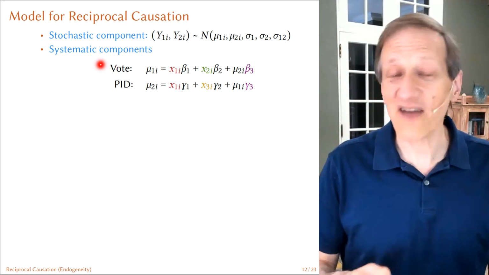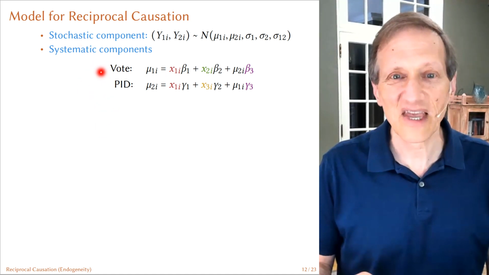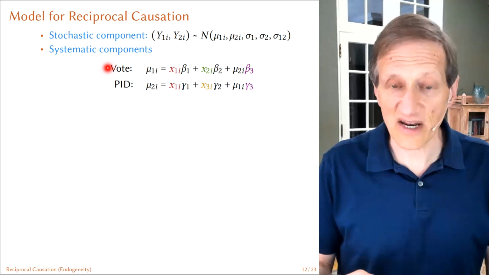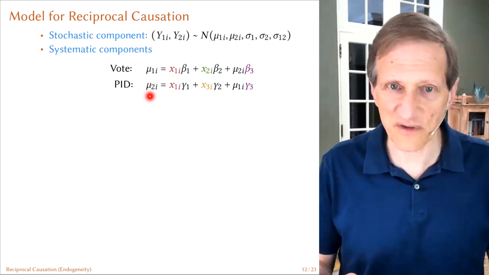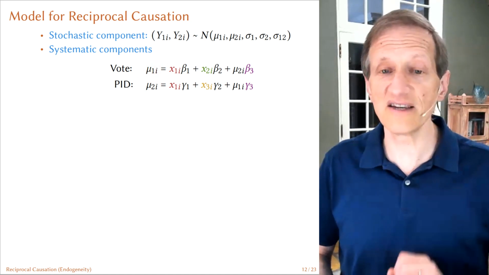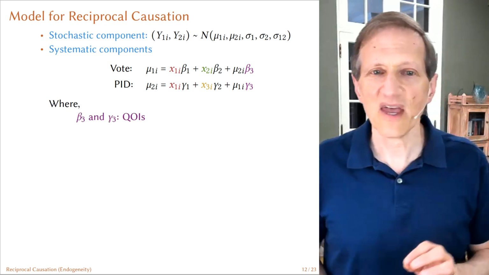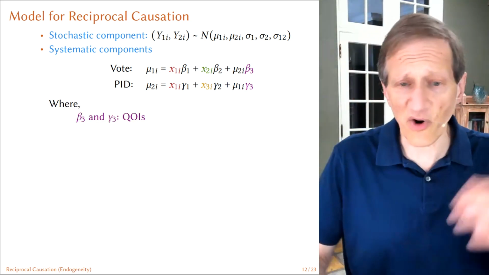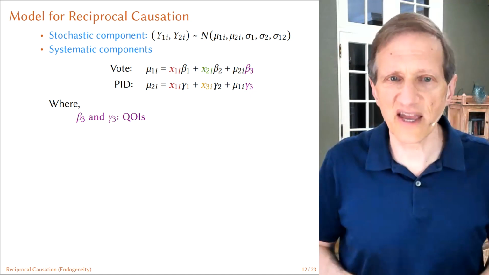But in any event, every discipline has its own jargon. This is our jargon, partisan identification. So vote, here we're going to have vote. This is the expected value of the vote. Let's say the vote for the Democrats is going to be a function of three variables, and party ID is going to be a function of three variables. Let me now define what those three variables are. And the parameters. Our quantity of interest is beta 3 and gamma 3.